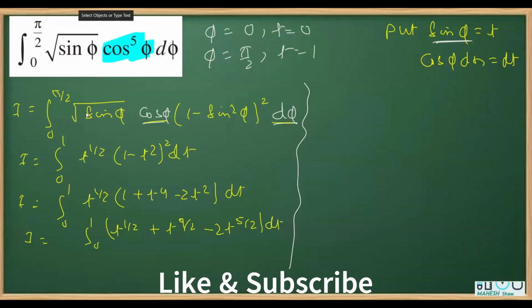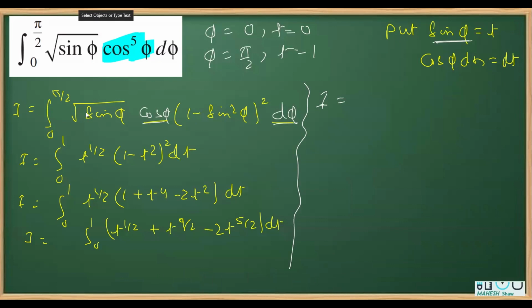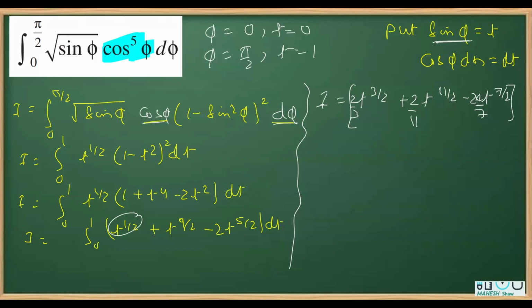Now next we are going to integrate it finally. It's t raised to the power half, right? So it's going to be t raised to the power 3 by 2 into 2 by 3, plus t raised to the power 9 by 2 plus 1 is 11 over 2 into 2 over 11. And then it's minus 2, right? There is a minus 2 here. And this is t raised to the power 5 by 2 plus 1, 7 by 2 into 2 by 7. And the limit is 0 to 1.